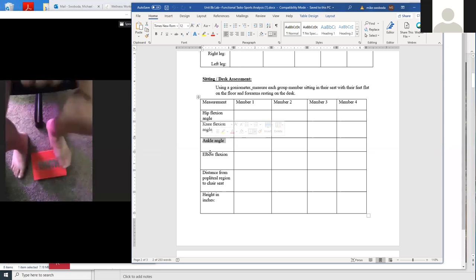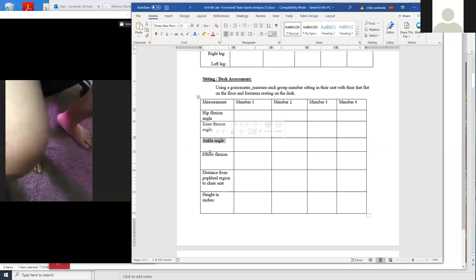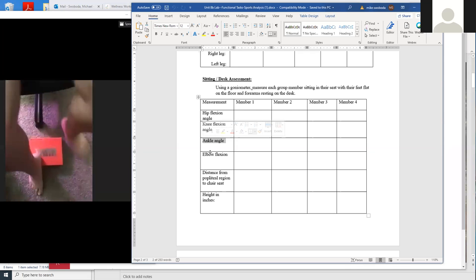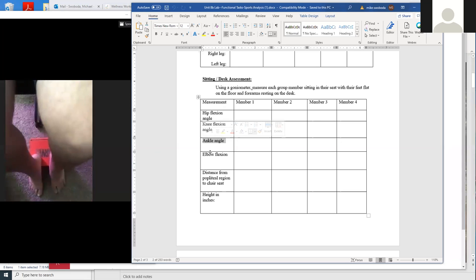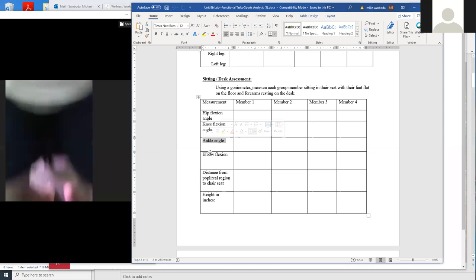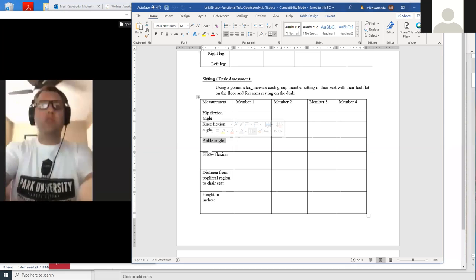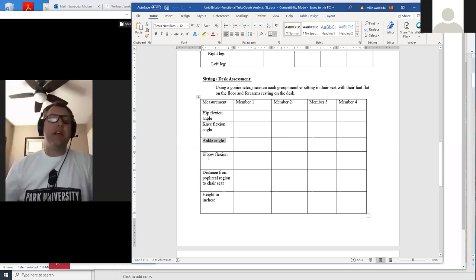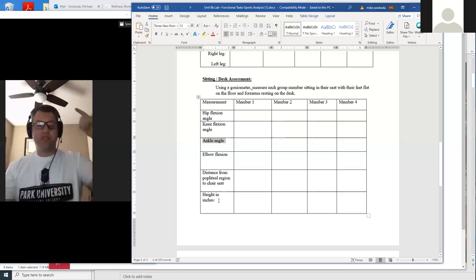Or if you had this, but you only use it as a heel support, now again you're in plantar flexion. So it all really depends on where you leave your foot to determine what kind of ankle angle you'll have. The elbow flexion measurement will just be how you hang your arms. You don't have to be doing anything, just show where your elbows are or the angle you'll have with them. And then the height in inches should be your overall height from ground to the top of your head while sitting.